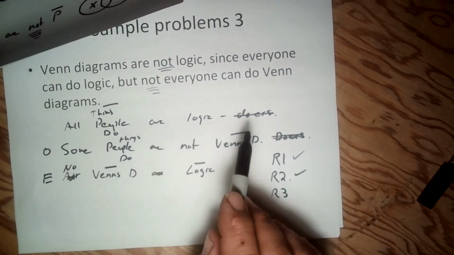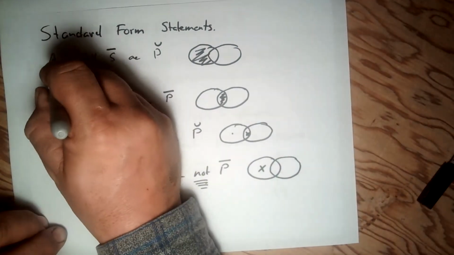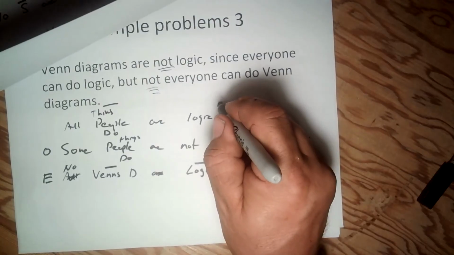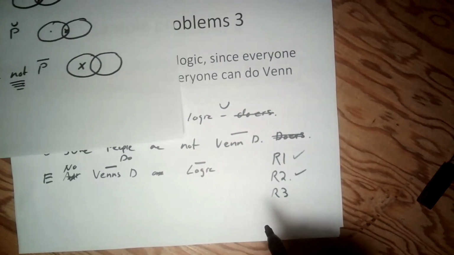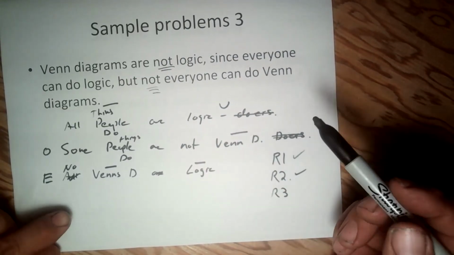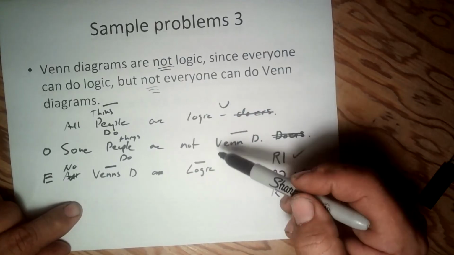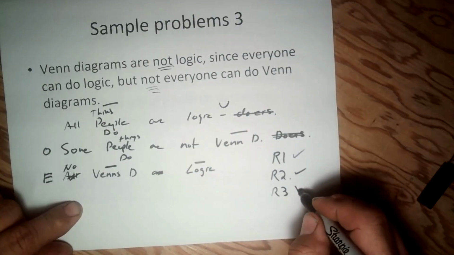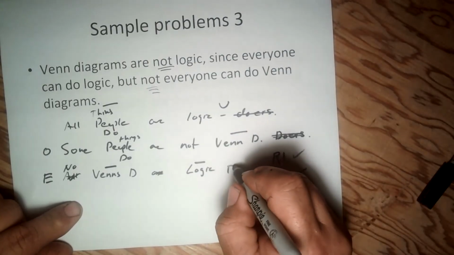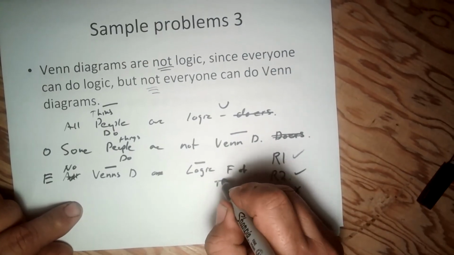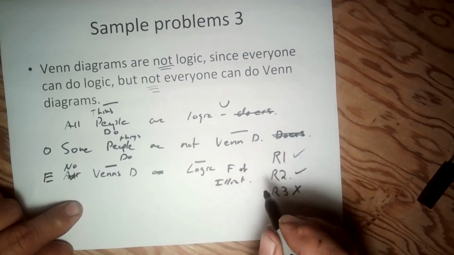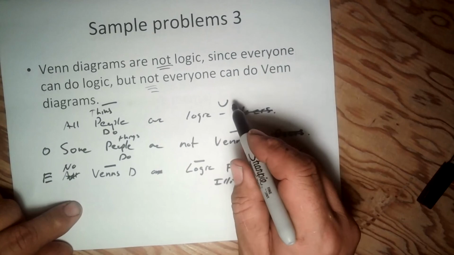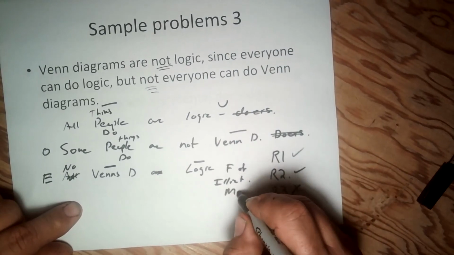All things people do are logic doers. That's an A form statement. And so the predicate is undistributed. So aha, look, we've got a problem here. Logic is distributed, but not in the premise. And so it fails rule 3. That's the fallacy of illicit. And in this case, because it's the subject of the conclusion, it's the major term that's not properly distributed, illicit major.